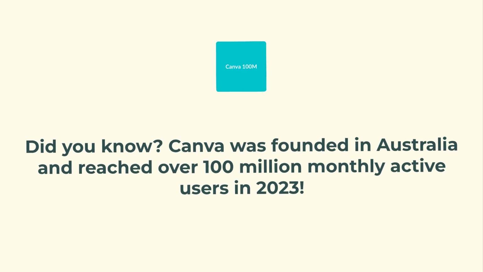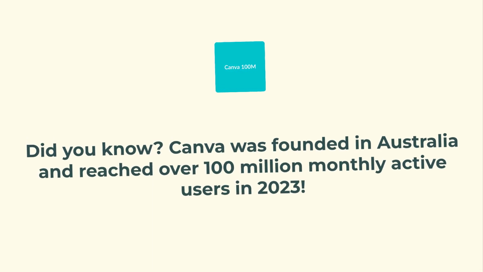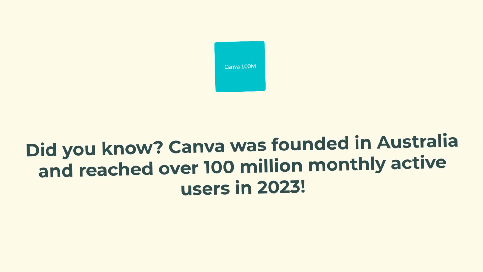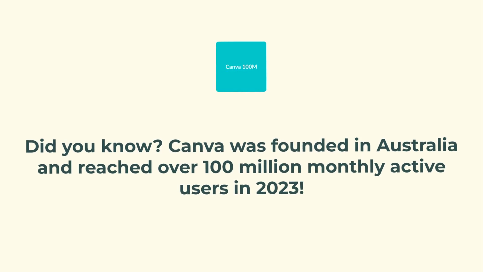Hold up, a quick fun fact for you. Did you know Canva came out of Australia and blew up so fast? By 2023, it had over 100 million monthly active users. That's a lot of people designing their little hearts out.